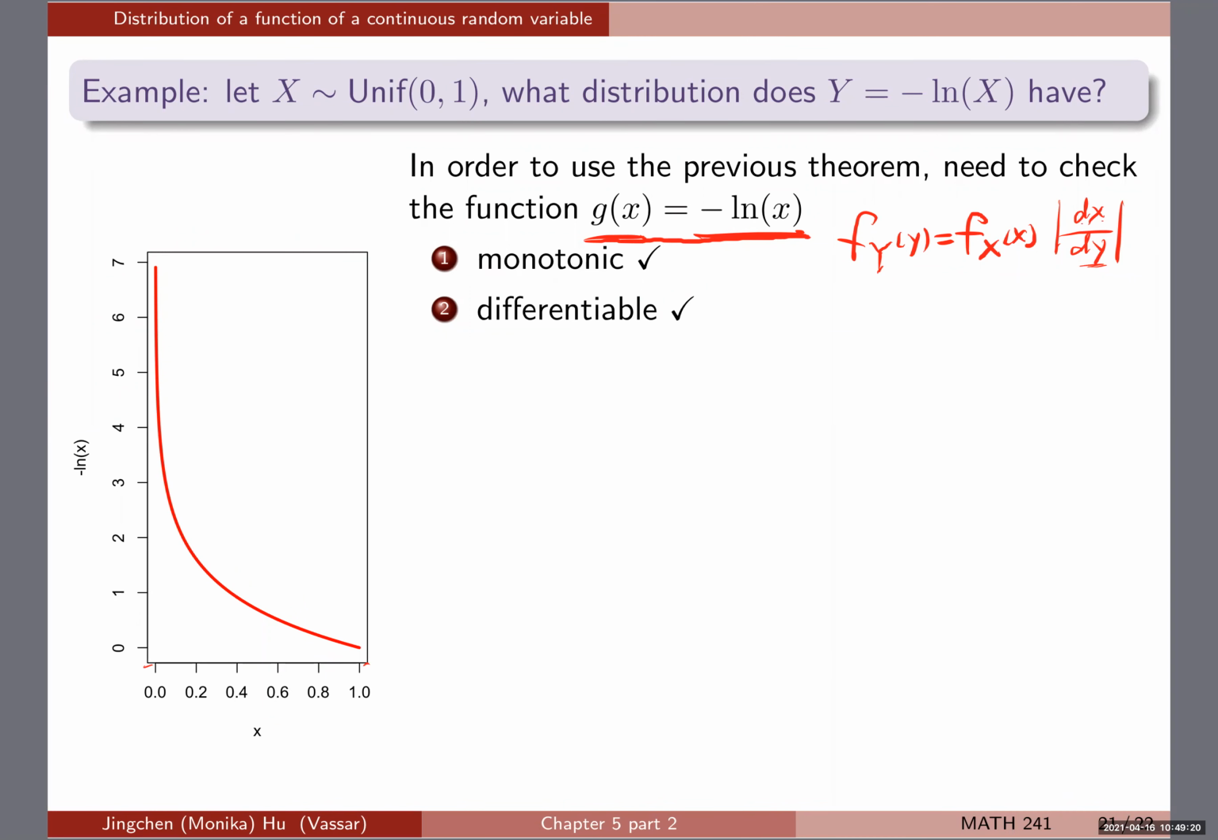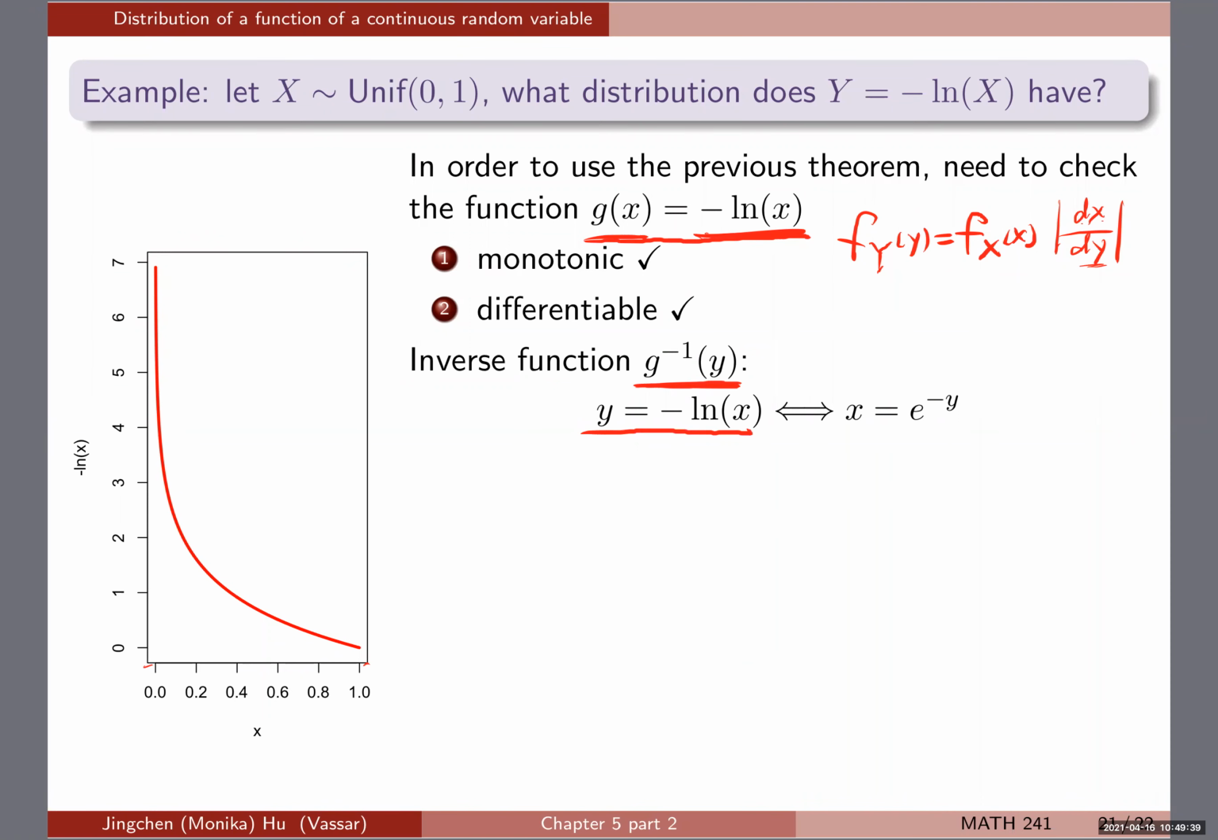Okay, so that's why you want to, first of all, find the inverse function of y. So g(x) equals negative ln x. If I want to find the inverse function, meaning that I want to express my x in terms of y, then we're going to do y equals negative ln x, right?